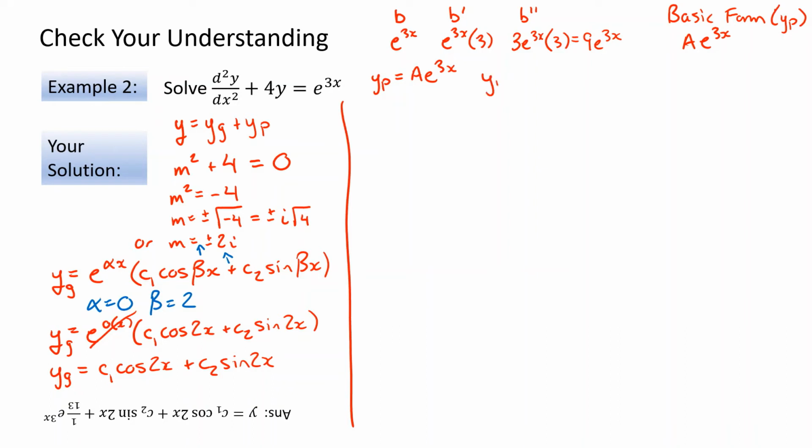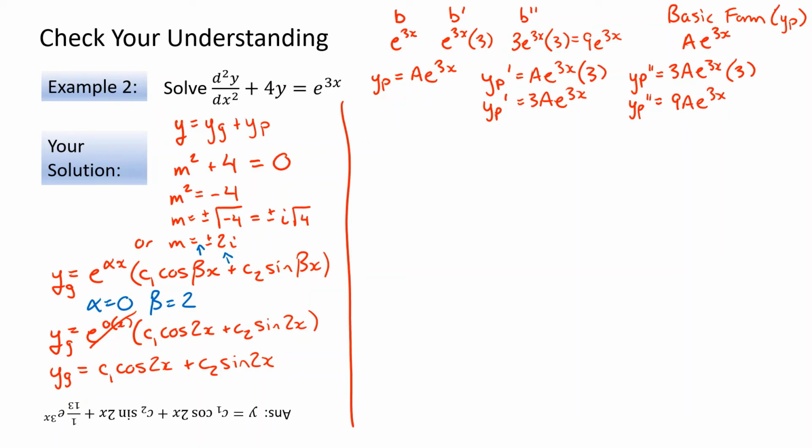So that means that our particular solution is a times e to the 3x. Its first derivative is equal to a times e to the 3x, again, that doesn't change, times the derivative of the exponent, which is 3, which comes out to 3 times a e to the 3x. Our second derivative is equal to 3 times a e to the 3x, again, multiplied by the derivative of the exponent, which is just 3. So our second derivative is 9 times a e to the 3x.